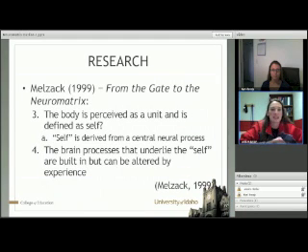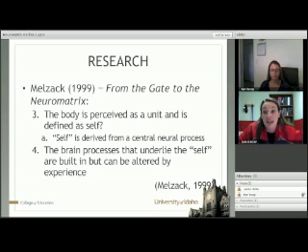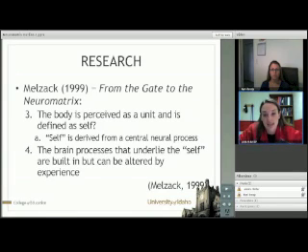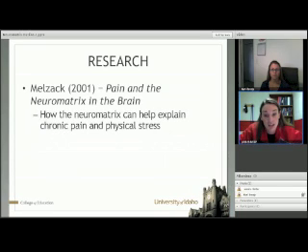The third point that he makes in this article is that things that happen to your body are happening to you. So how you feel about those things happening determines the amount of pain that you will feel. And that's when we talk a lot about the body self. And then the fourth thing is the brain processes that underlie the self are built in but can be altered by experience. Carrie mentioned that a little bit ago. When we're born, our brains are designed to process pain a specific way, but over time and based on different experiences, that changes.